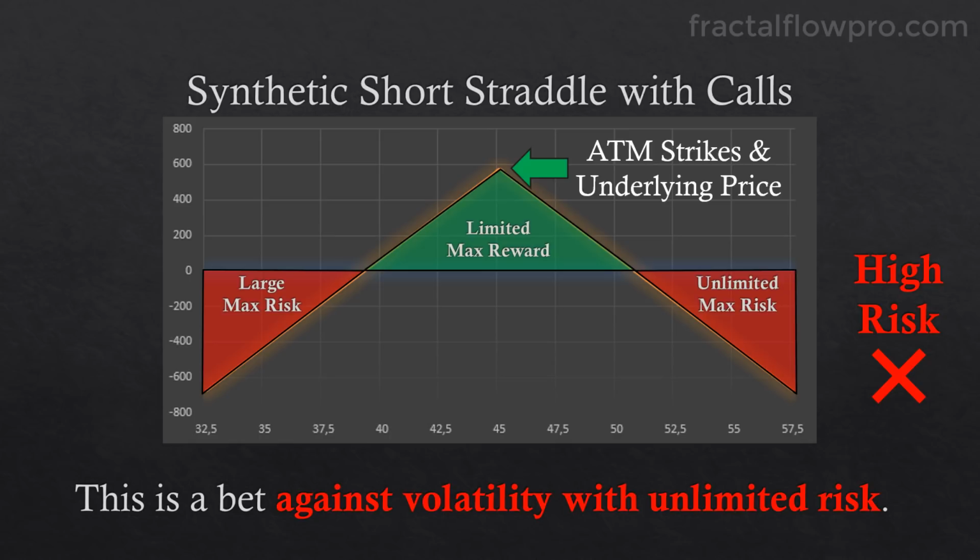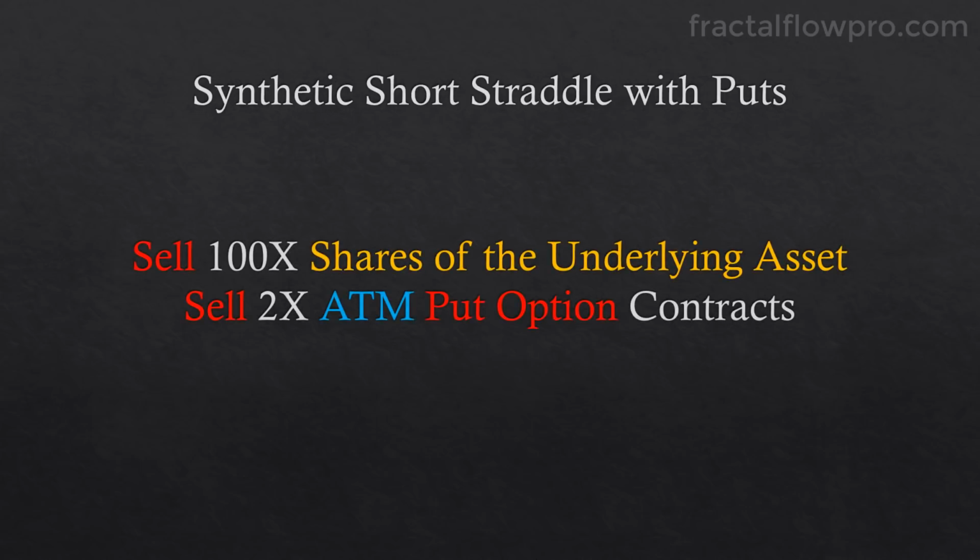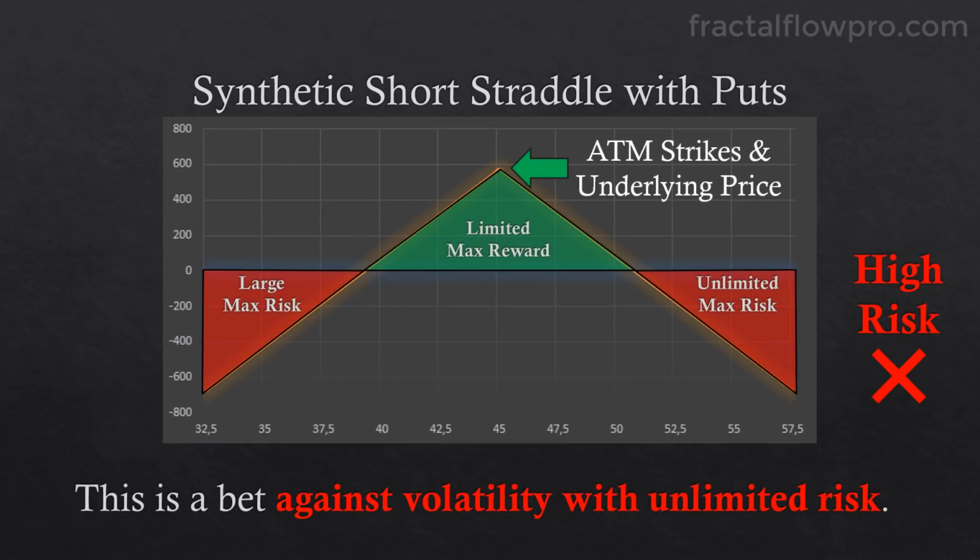The short straddle with puts is formed by selling 100x shares of the underlying asset and selling 2x number of at-the-money put option contracts. The payoff of a synthetic short straddle with puts is exactly the same as a short straddle. It's a bet against volatility with infinite risk and limited reward, so it's a high-risk strategy.